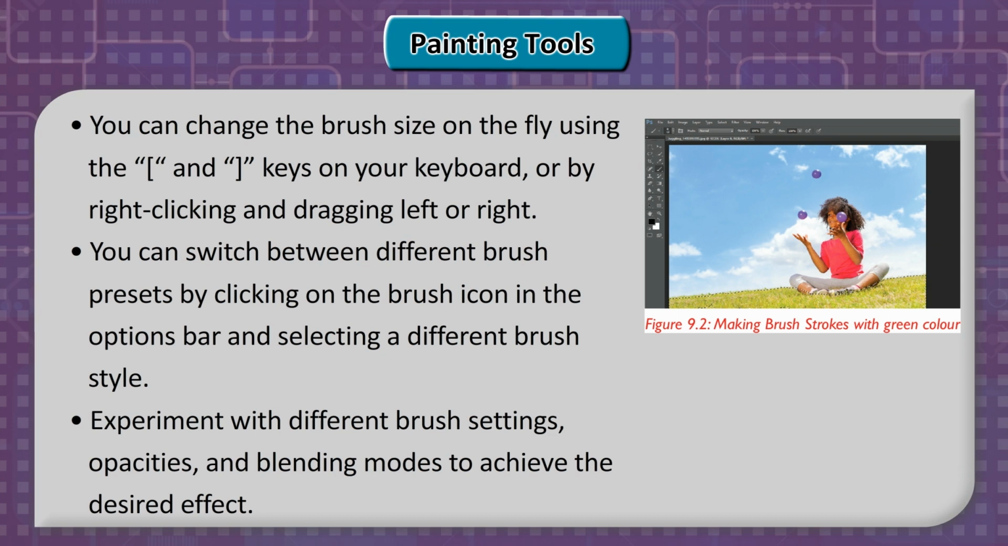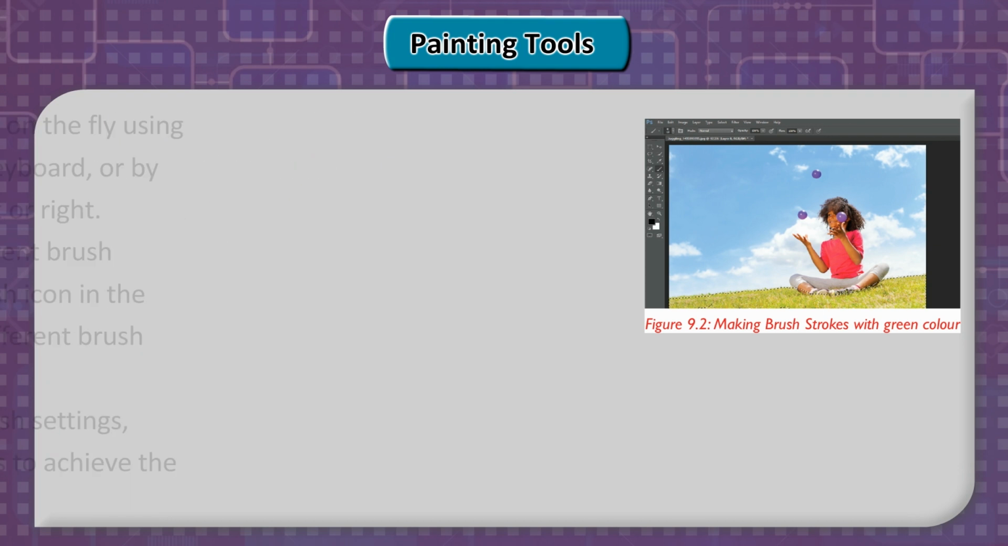You can change the brush size on the fly using the bracket and comma keys on your keyboard, or by right-clicking and dragging left or right. You can switch between different brush presets by clicking on the brush icon in the options bar and selecting a different brush style. Experiment with different brush settings, opacities, and blending modes to achieve the desired effect.